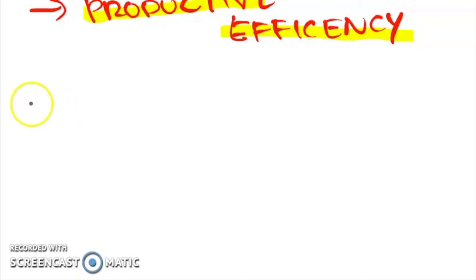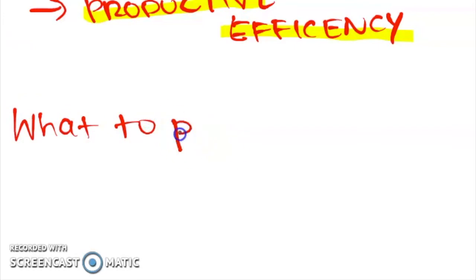So productive efficiency is when average costs are at their minimum. But this isn't always the case, and we will find that later. The second question is what to produce.